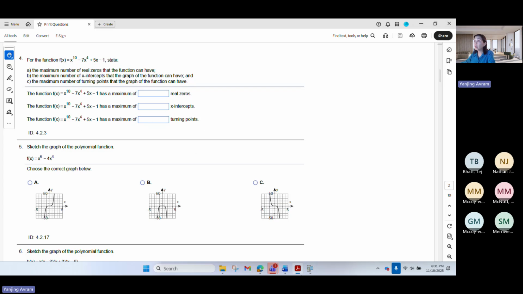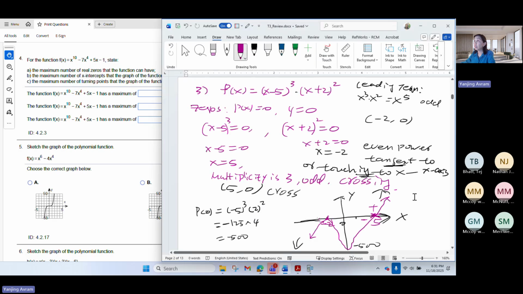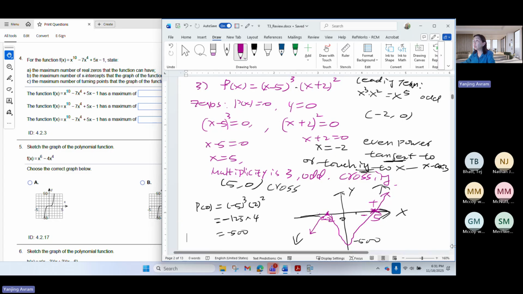And then the turning point. So what does turning point mean? Look at this one right here. This is a turning point. So I have 1 and 2 turning points in here. A turning point means the function changes from increasing to decreasing, and then this one from decreasing to increasing. So that's considered the turning point.